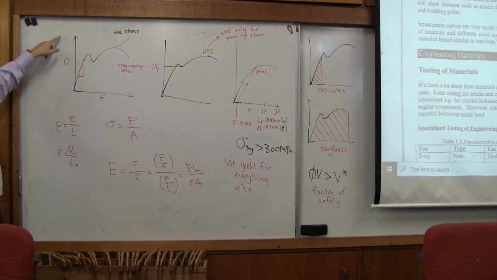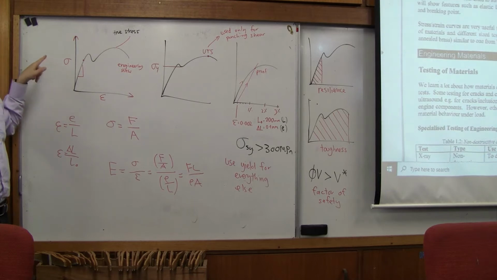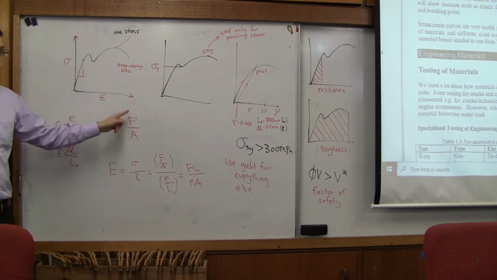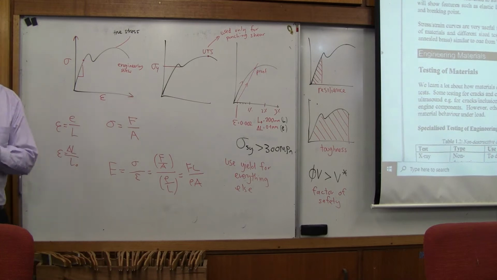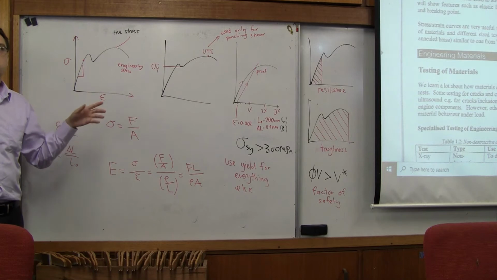When you look at that, we need to label the axes. The first axis is stress. We know that stress equals force over area. That's the second most important thing you need to know in this course. You should know that. The horizontal axis is strain or extension.